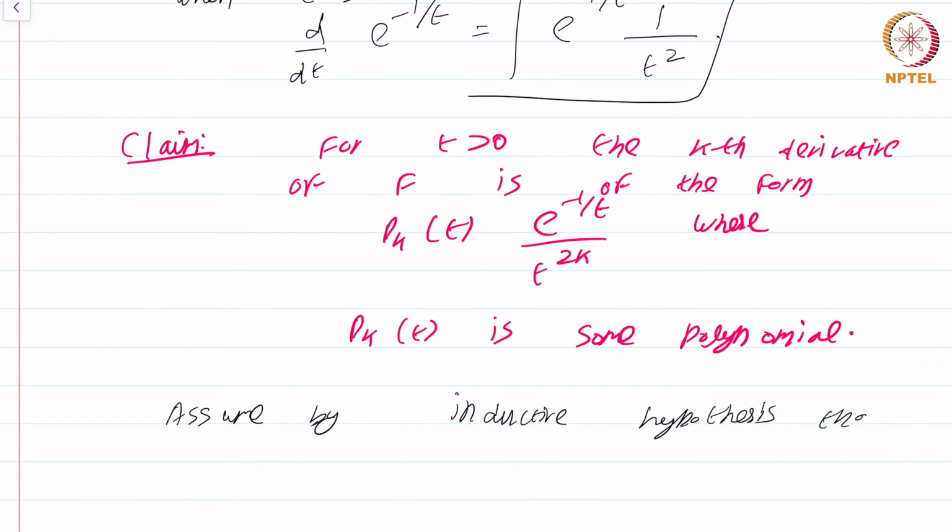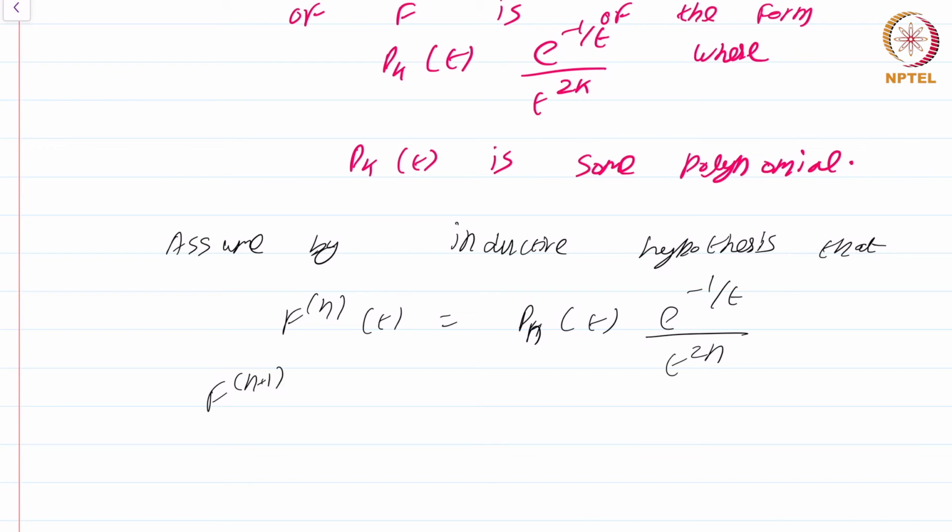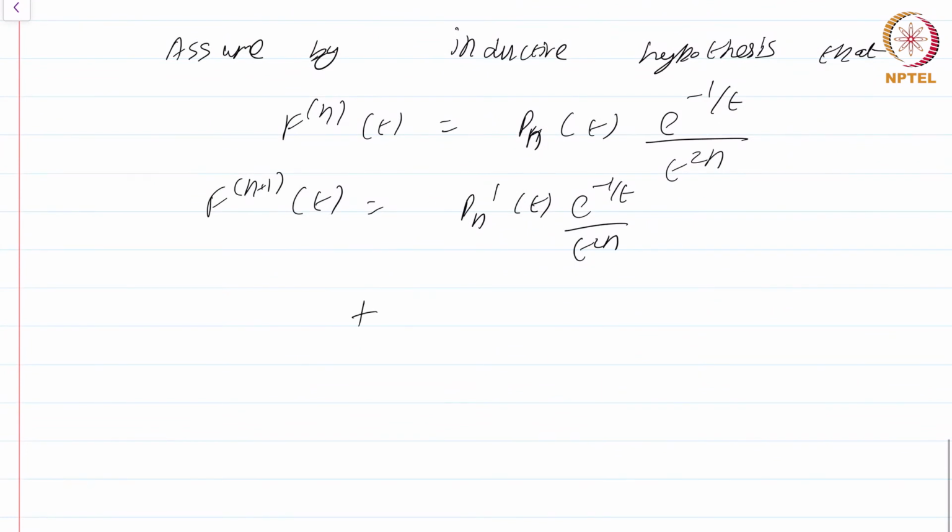So assume by inductive hypothesis that f n of t is actually of the form pn of t times e power minus 1 by t by t power 2n. Now we'll have to show the same thing for the n plus 1th derivative. So f n plus 1, the derivative at t, is going to be nothing but pn prime of t times e power minus 1 by t power 2n, I'm applying the product rule first, plus pn of t into the derivative of e power minus 1 by t power 2n prime.